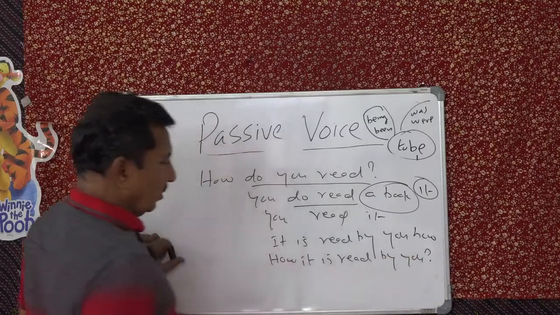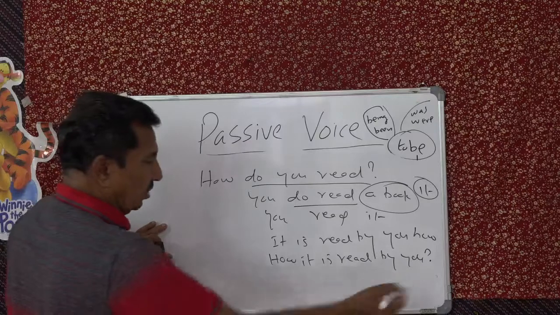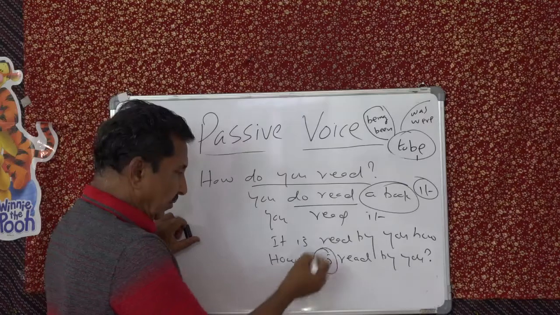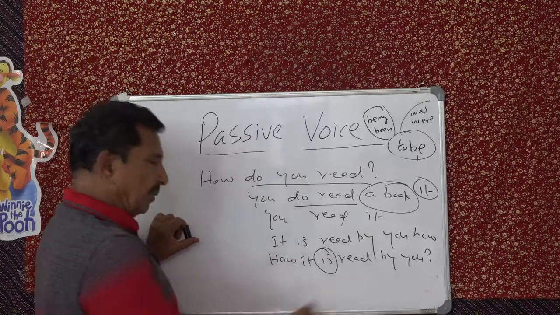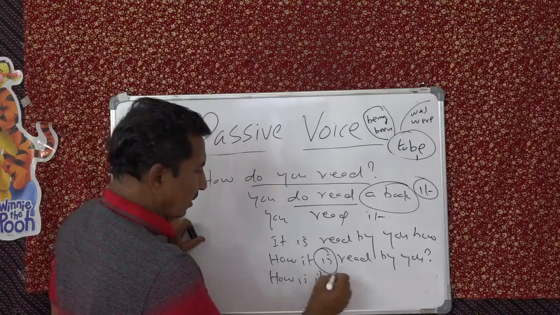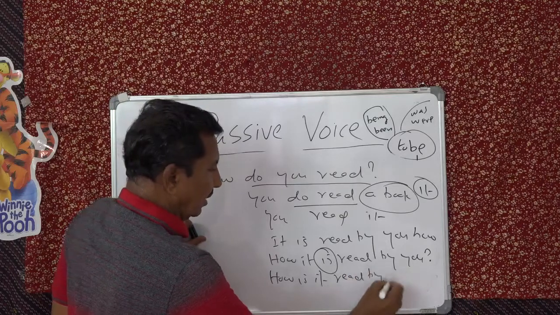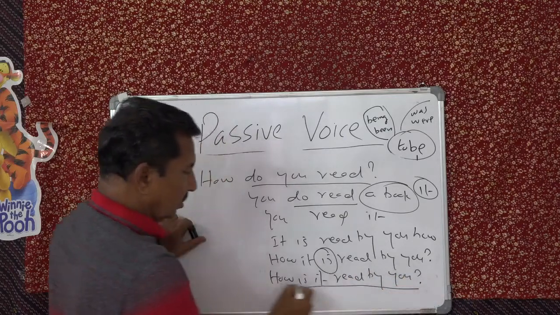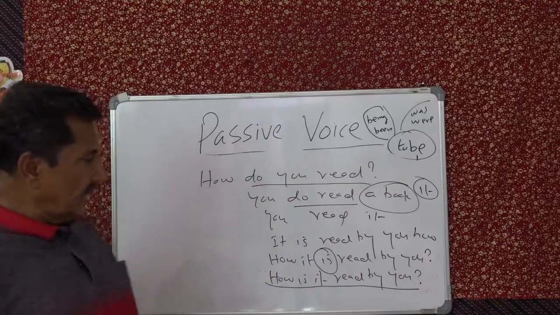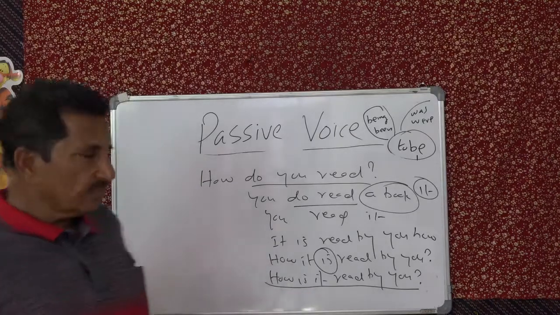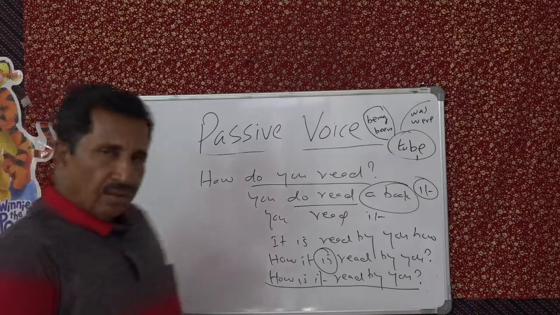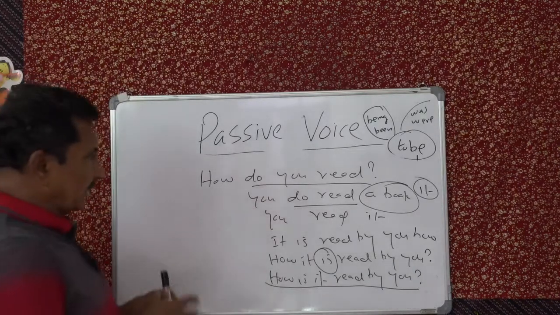Your sentence, see, this is not a question yet. To make it a question, we have to bring the first word of the verb phrase immediately after the question word. So how is it read by you? So this is the answer to how do you read. How do you read? The answer is, how is it read by you? All the other sentences you have made are the steps, step by step.